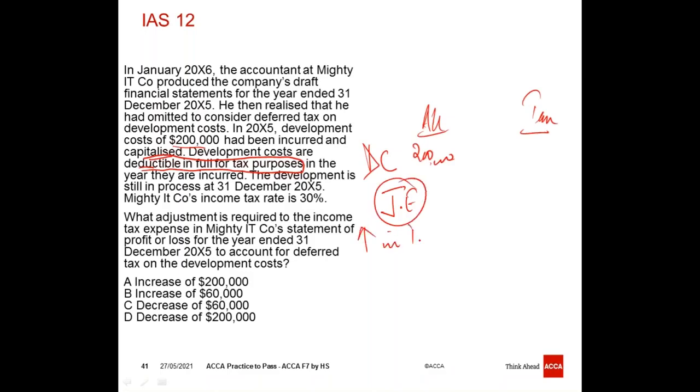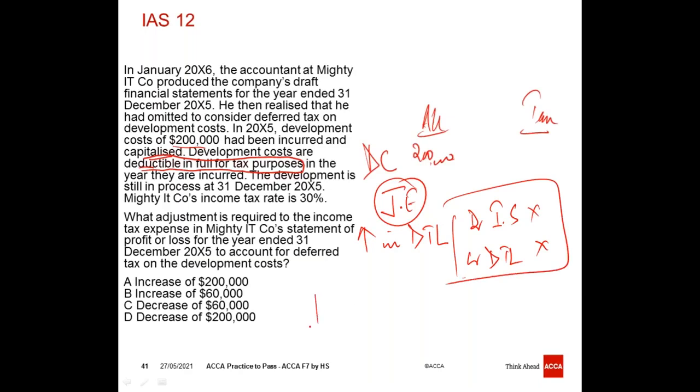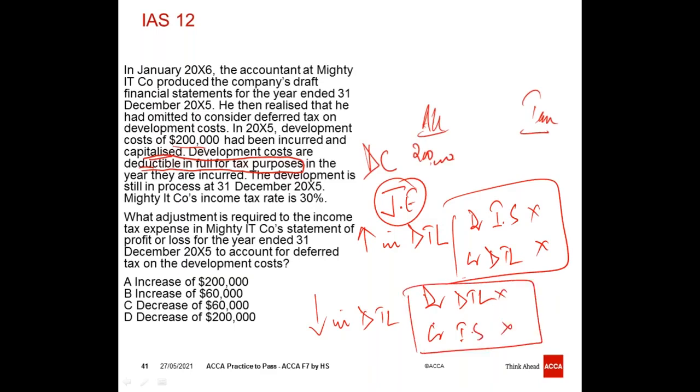Increase in DTL means income statement debit and deferred tax liability credit. And when there's a decrease in DTL, it will be debited in the DTL account and credited in the income statement. I hope it's done now.